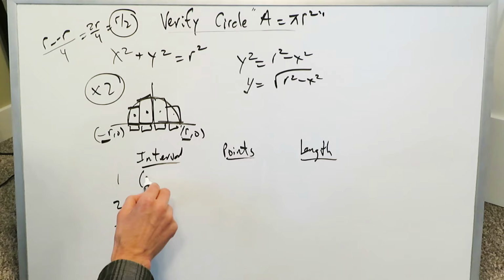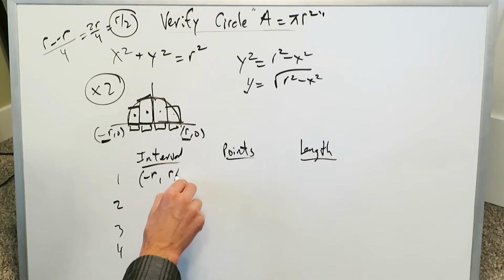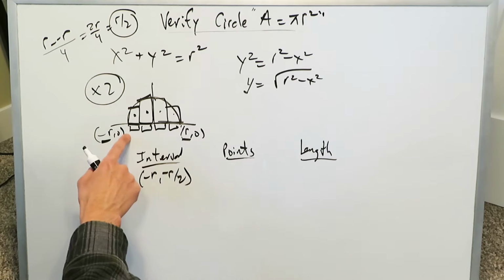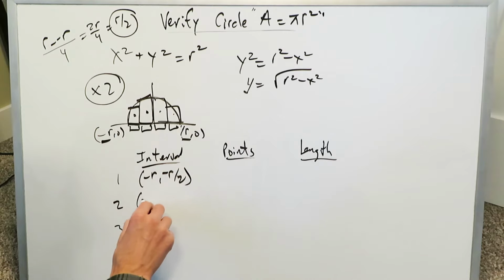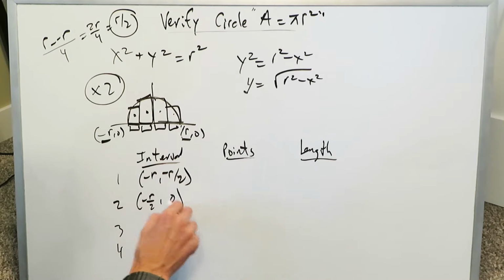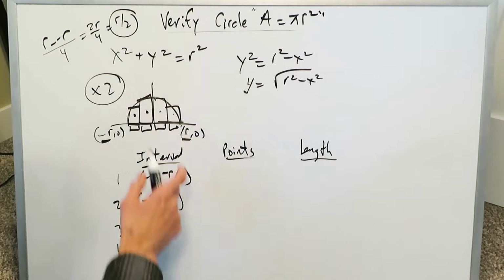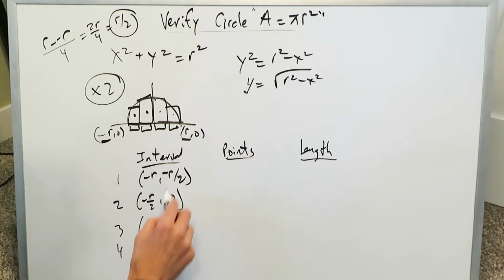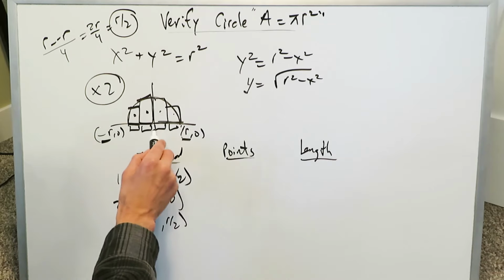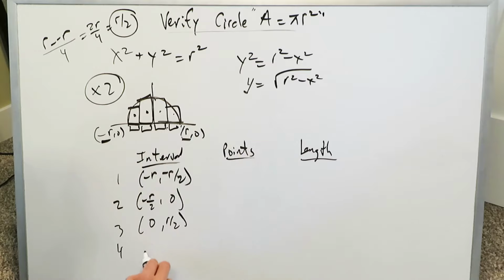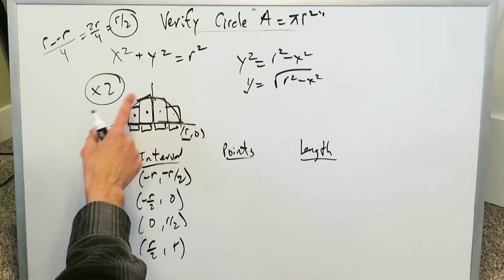Starting here from minus r, the first interval is minus r to minus r over 2. Then the next one is minus r over 2 to 0. Then it would be 0 to r over 2, and lastly r over 2 to r. And the benefit of all of this is that it's an even function.